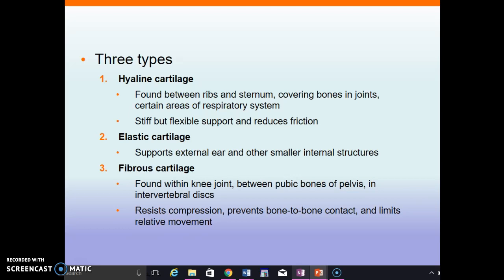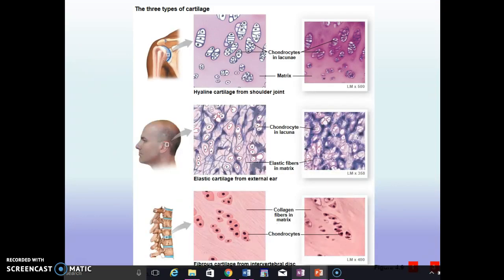Fibrous cartilage is denser. It resists compression. So this is found in our knees. It's between the pubic bones of the pelvis in front, the pubic symphysis, and in the intervertebral discs. This fibrous cartilage prevents bone-to-bone contact. You need to be able to visually identify and distinguish your different cartilages.